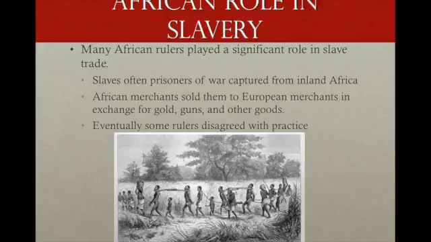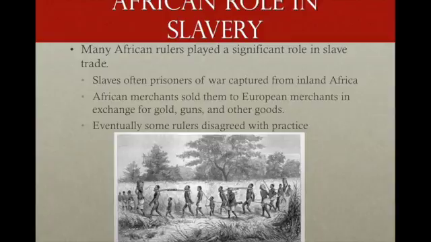It's really important to note that it was not just the Europeans that were involved in the slave trade business. Without the help of Africans themselves, this could not have worked out the way it did. Many African rulers played a significant role in the slave trade. Slaves were often prisoners of war that were captured inland in Africa and then brought to the coast and sold. African merchants sold them to European merchants in exchange for gold, guns, and other goods.